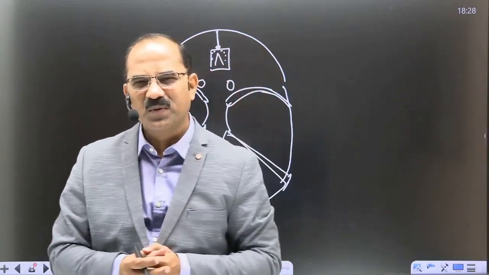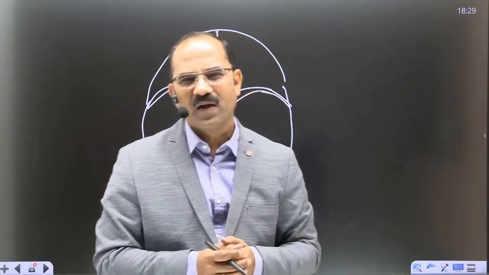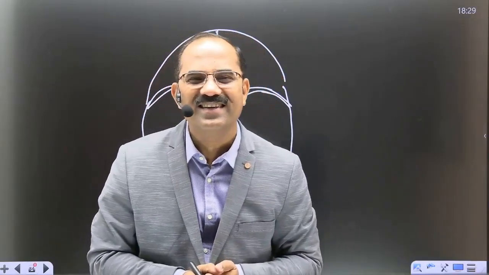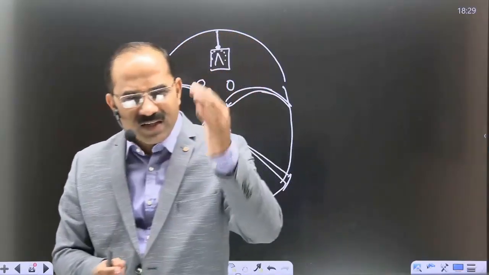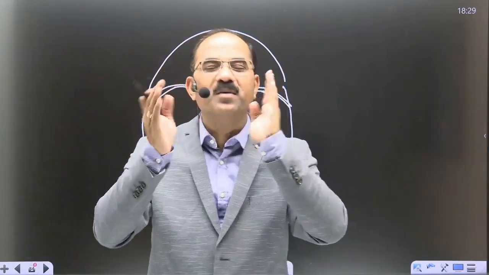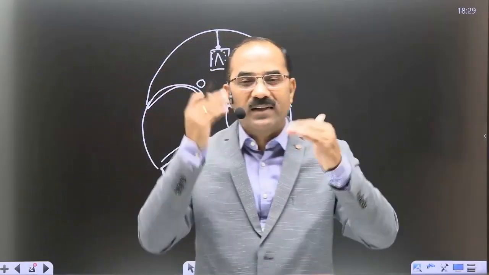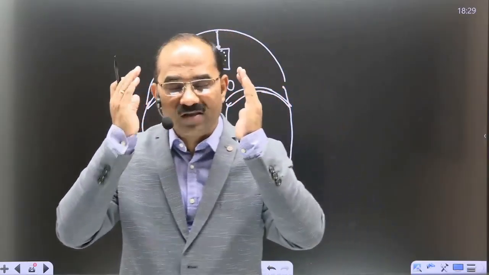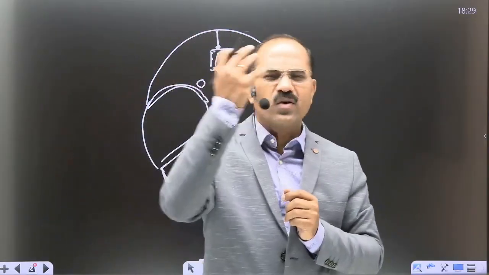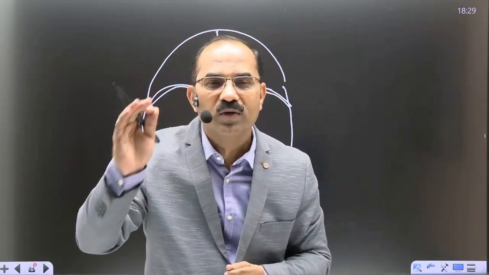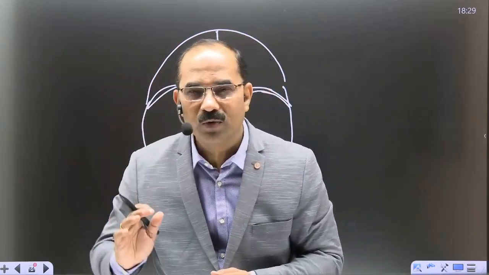Any guesses? Which structure goes to the orbit? Yes, the nerves. Very good. The nerves which are supplying the extraocular muscles, right? All the extraocular muscles are supplied by which nerve? All the extraocular muscles are supplied by the oculomotor nerve. That's cranial nerve number 3, the oculomotor nerve.